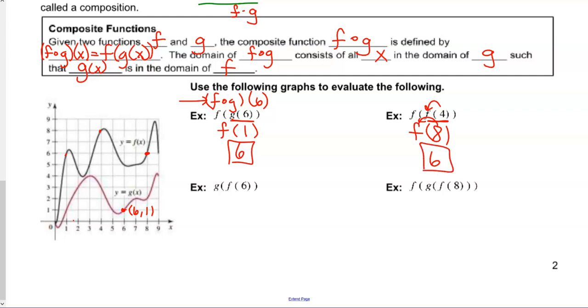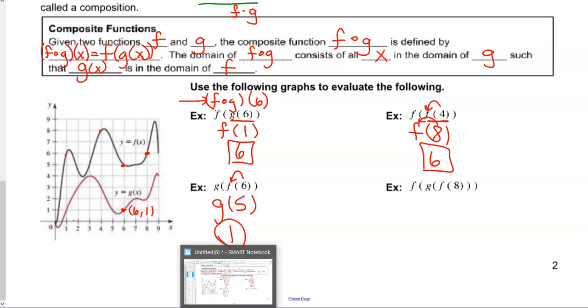Next one, g of f of 6. So that is the reverse of what we have up here. Will it be the same? I don't know. Sometimes it will, sometimes it may not be. So here I'm going to take x equaling 6 on the f function, gives me this guy, which is 5. So now I need to look at what is g of 5. So I go to x equaling 5, kick up on the g function. Notice here I'm right here at y equaling 1. Therefore 1 is the entire answer there.